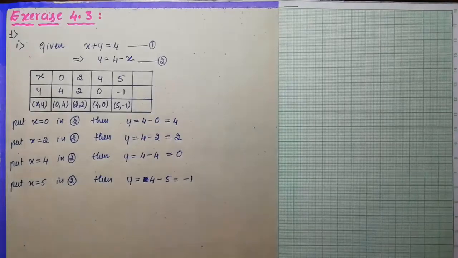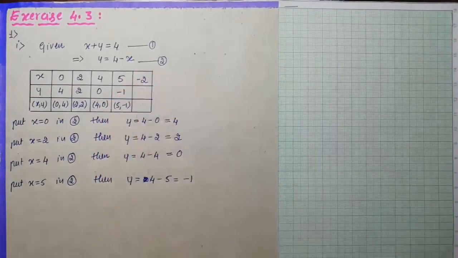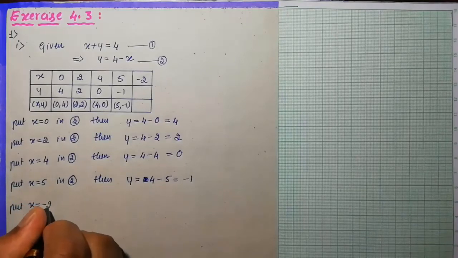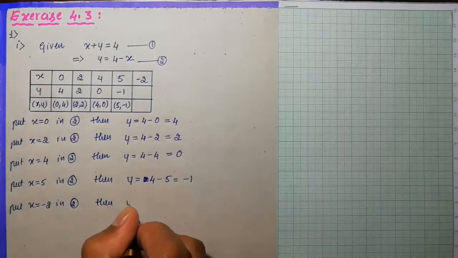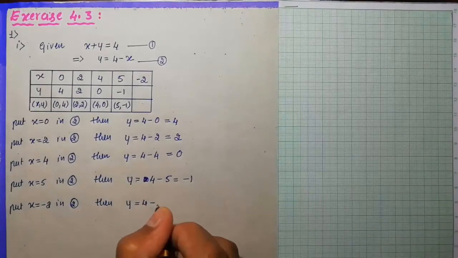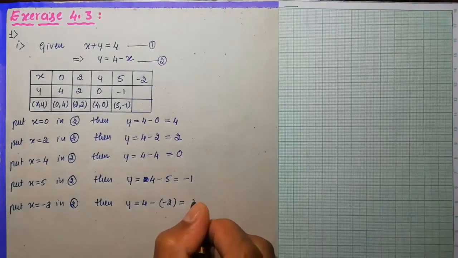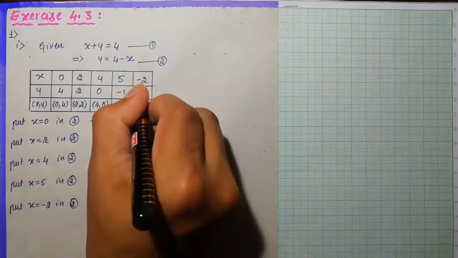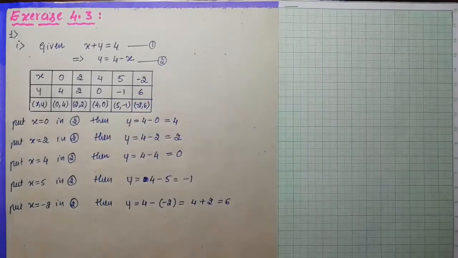In the same sense I'm going to put a negative number for you. I'm going to put minus 2. Now let's see what will happen. If you put x is equal to minus 2 in 2, then you will get y is equal to 4 minus x, where x is negative. So put the bracket here: 4 minus of minus 2, it will become 4 plus 2. 4 plus 2 means it will become 6. That's why for x is equal to minus 2, the value of y is 6, so the point is minus 2 comma 6, like this.